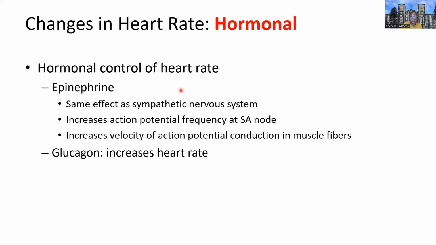That is to increase the firing rate of the SA nodal cells, or to increase the velocity of the action potential, how fast those action potentials are coming in. Okay. And then another hormone that can play a role is glucagon. So glucagon can also increase the heart rate. And we talked about glucagon when we looked at the fasted state. And so that would be a part of the sympathetic response that would increase the heart rate as well.